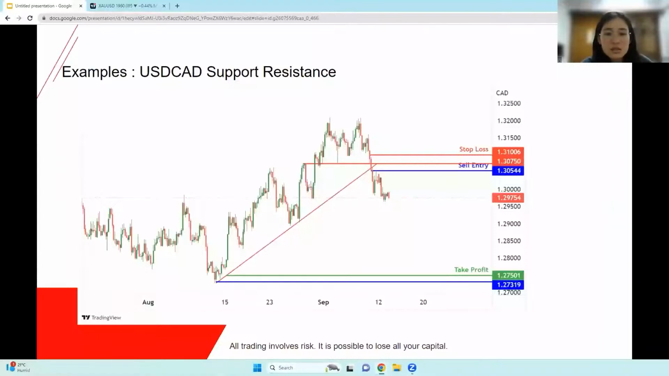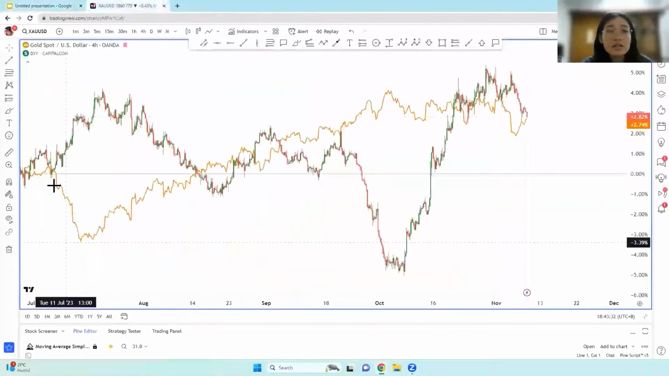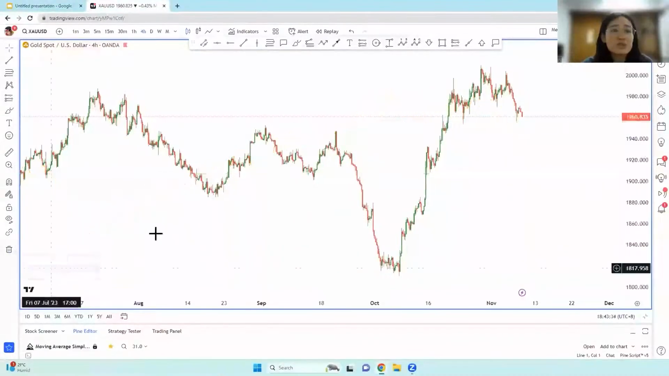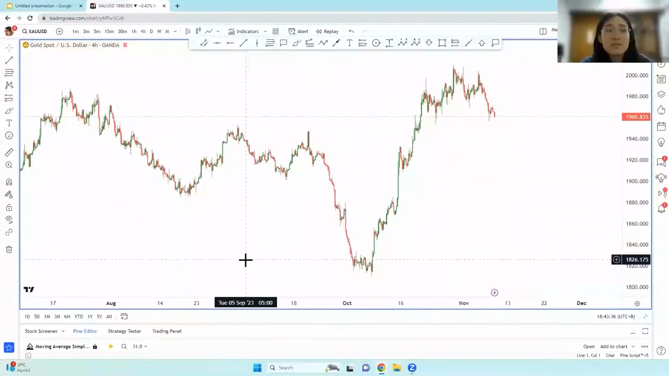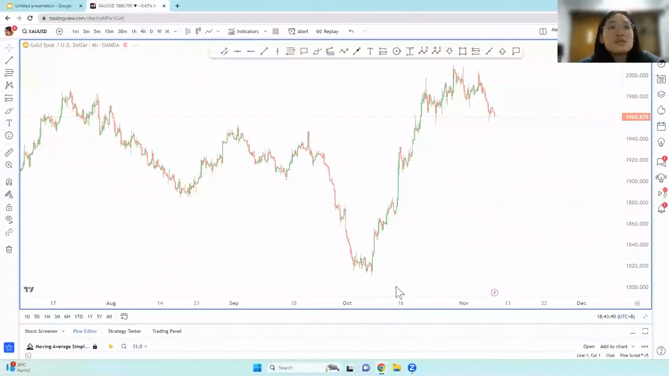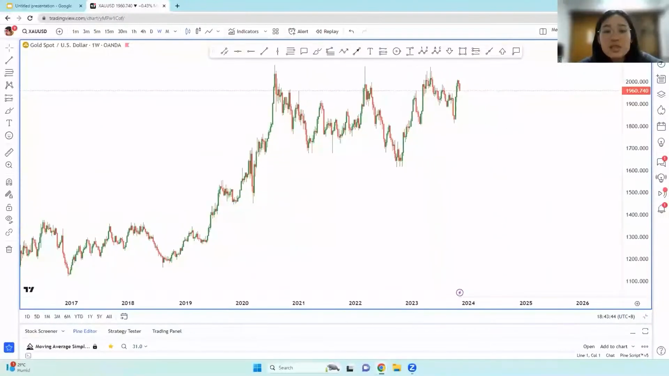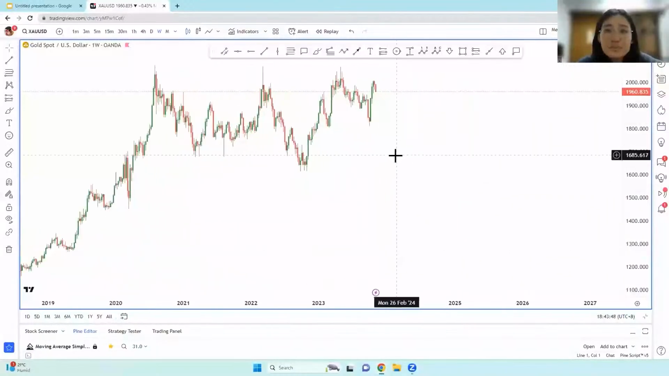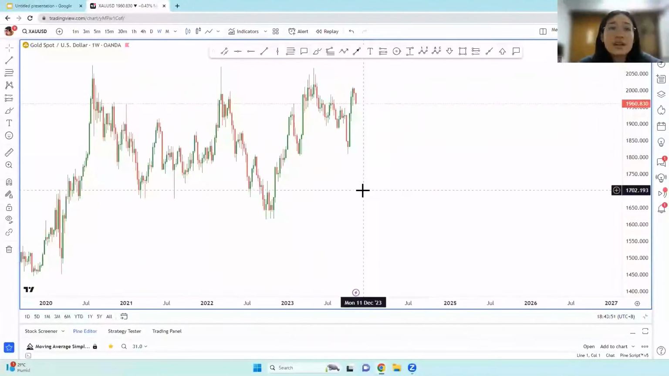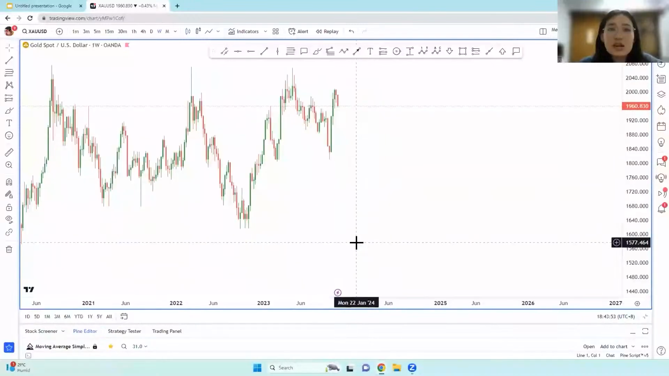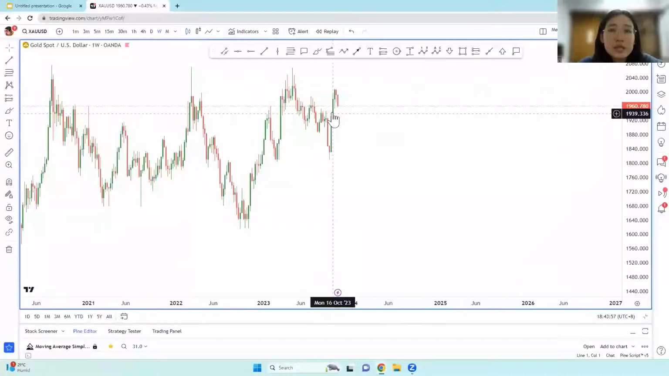Now let's maybe analyze gold together. I like to start off by looking at the higher time frames first, the weekly and daily time frames, because then I get an idea of the general direction of the trend. You can see there is an uptrend here, but it looks like there has been a recent reversal.